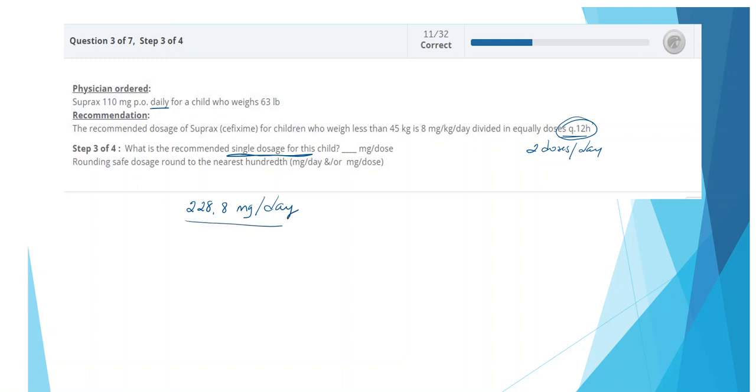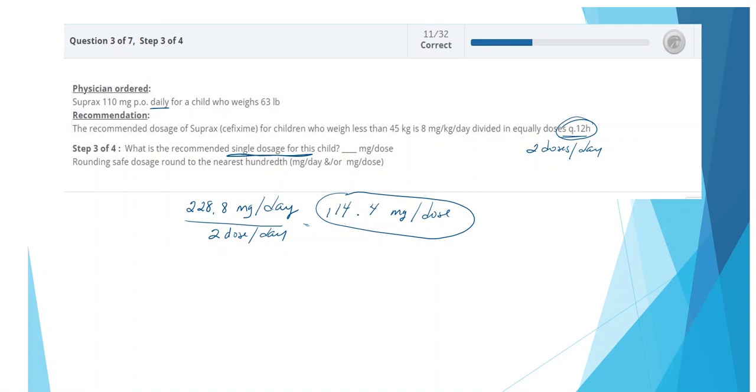And I'm going to divide this by 2 doses per day. So divide that by 2. So that gives me 114.4 milligrams per single dose. So this is my single dose.